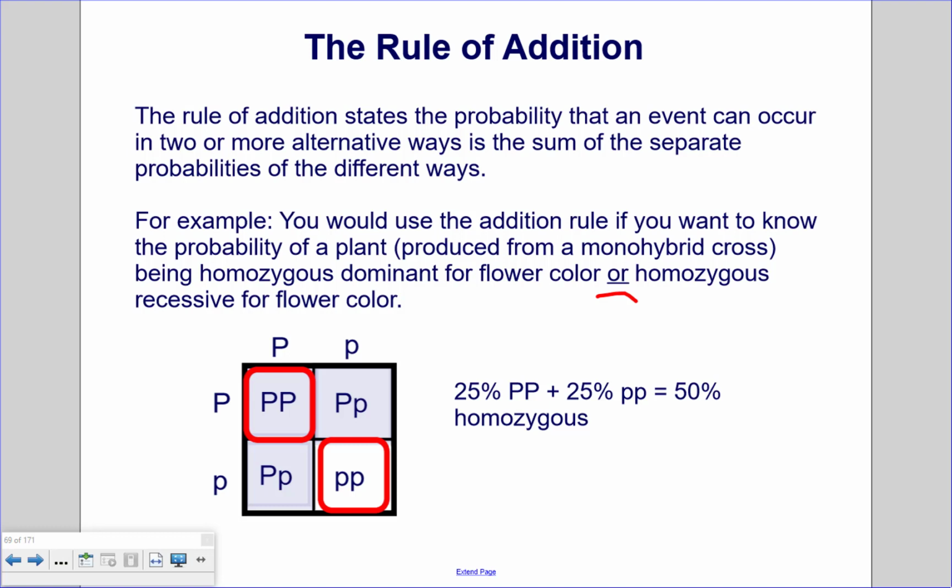So in this case, it's a 25% chance that the offspring will be big P, big P, and it's a 25% chance that the offspring will be little p, little p. If we want to know the probability of the offspring being homozygous dominant or homozygous recessive, we add them. In this case, it's a 50% chance that the offspring will be homozygous, big P, big P, or little p, little p.